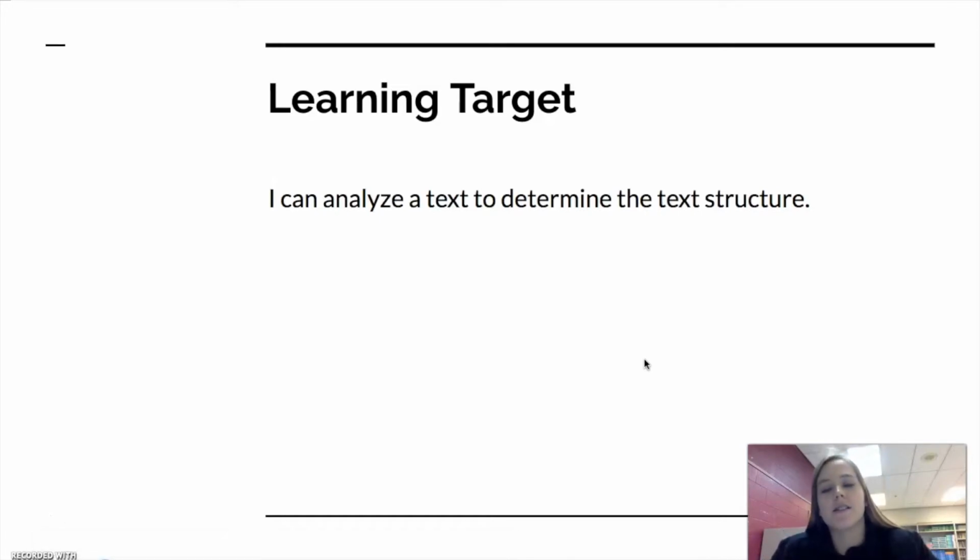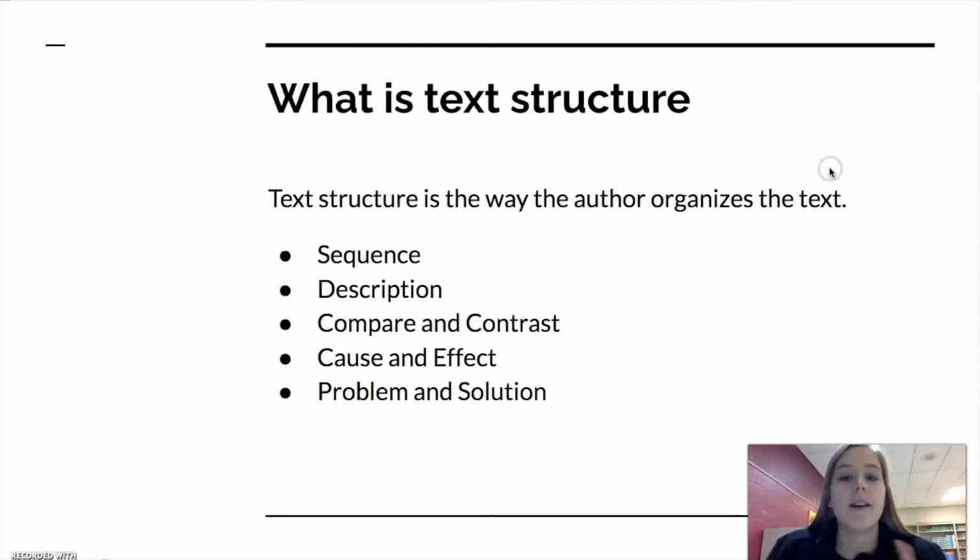Our learning target says I can analyze a text, so that means you can break the text down, you can decide what parts are important, what parts are not important to determine the text structure. So throughout this video today, we're going to be reading some different passages and we're going to try to figure out, using clues in the text, what the text structure is. If you need a reminder, remember that text structure just means the way that the text is organized.